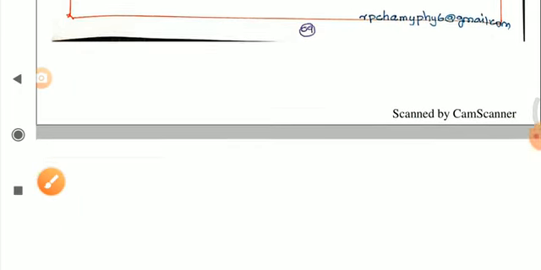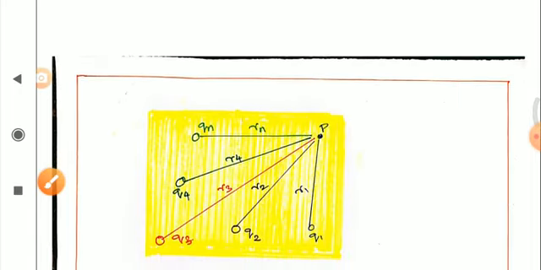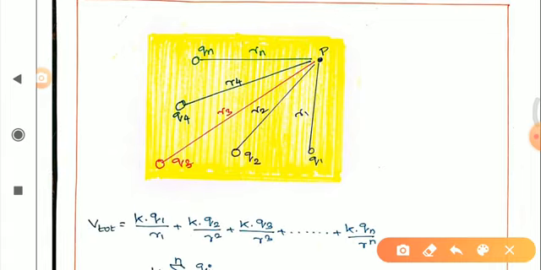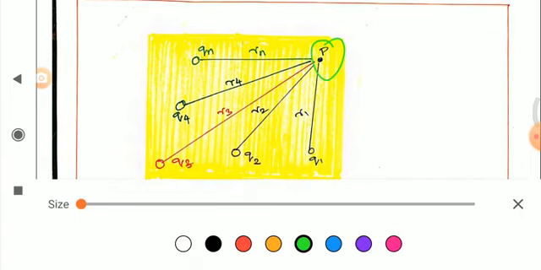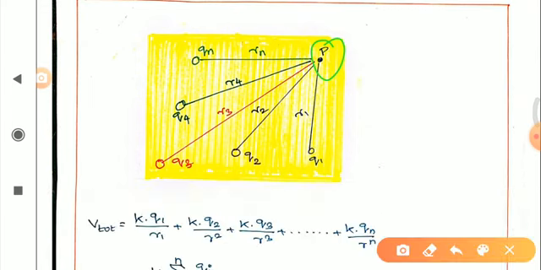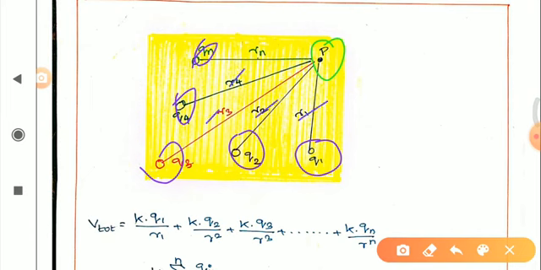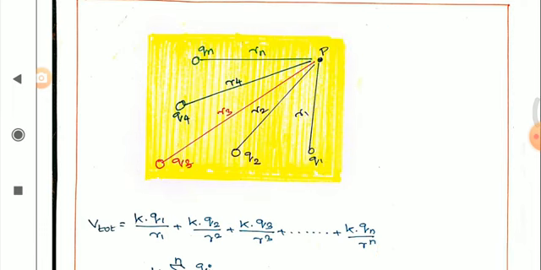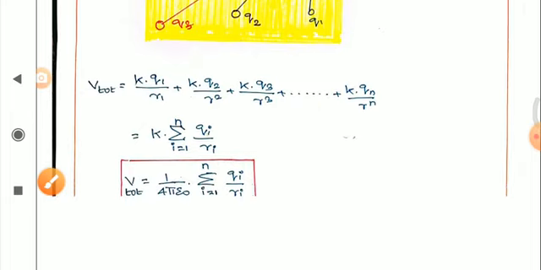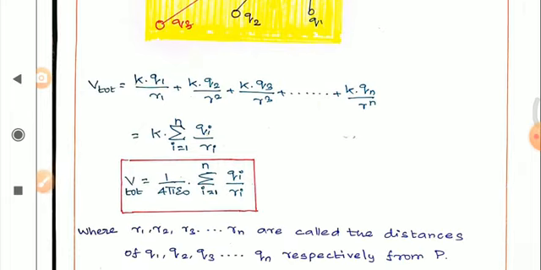How can we understand that? It can be explained from this diagram. Here P is the point, and we are assuming that there are n number of charges q1, q2, q3, q4, qn with different distances r1, r2, r3, r4, rn. What is the electric potential at this point P? That is what we are going to calculate, also using the superposition principle.